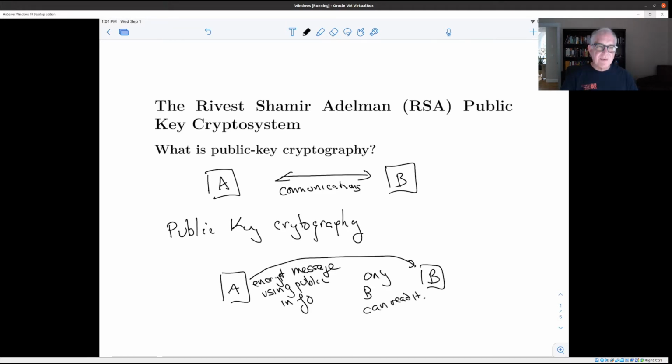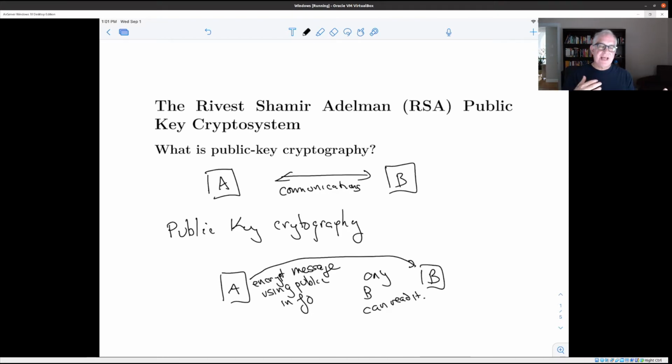So this is really rather strange. I'm A, I can take my message, I can use some public information that B has given me, I can convert my message into secret code, and then the only person who can undo that is B. Even I can't undo it. If I were to somehow forget what my message had in it, I'd be out of luck. And that's what's called public key cryptography. It's public key because the method for putting things into code is public, but the method for taking it out of code is secret.